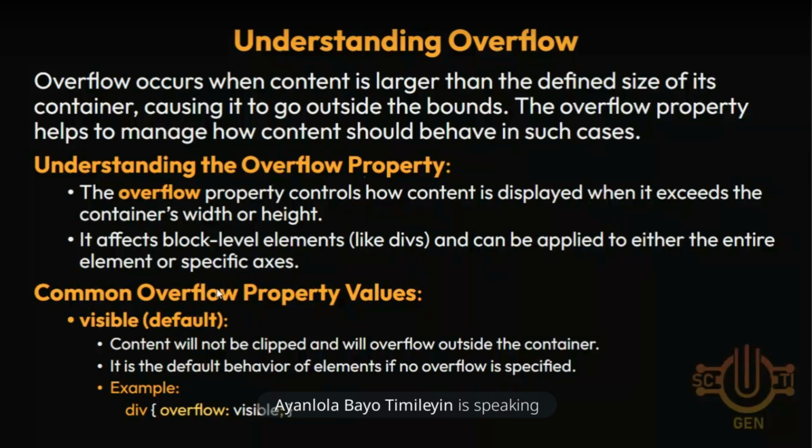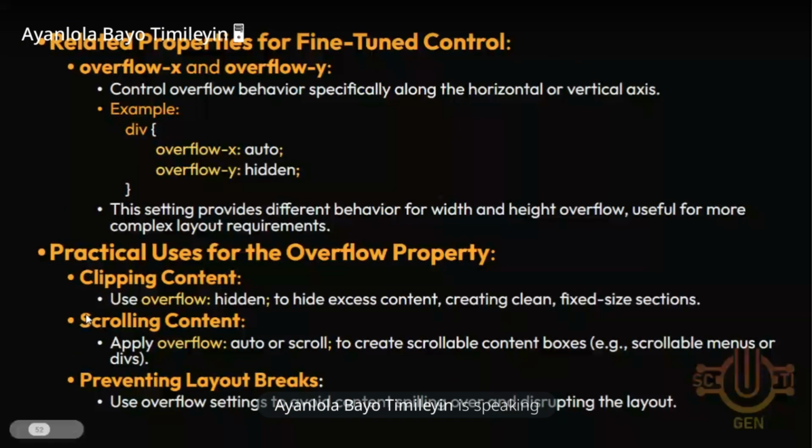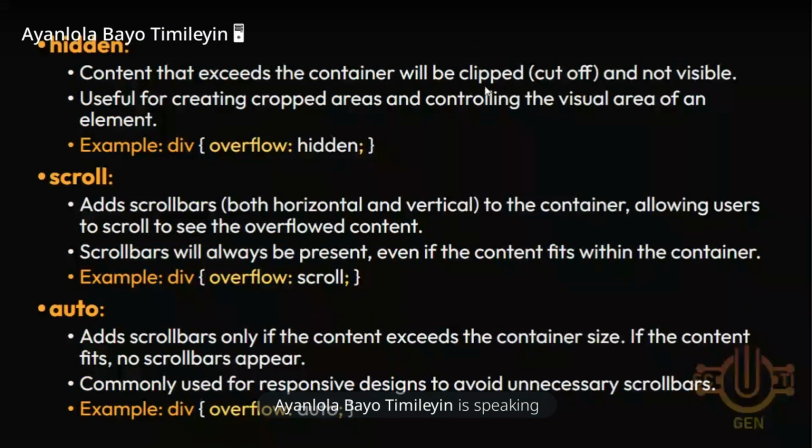So, common overflow property values: we have visible, which is the default. Content will not be clipped and will overflow outside the container. It is the default behavior of elements if no overflow is specified. We have hidden, we have scroll, we have auto. So hidden: content that exceeds the container will be clipped, that is, cut off and not visible. Useful for creating cropped areas and controlling the visual area of an element.